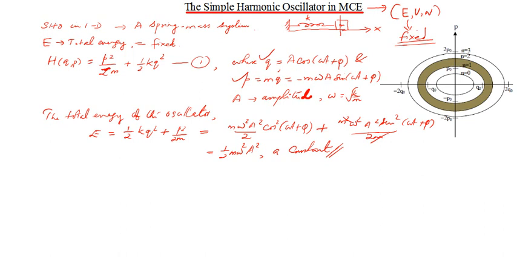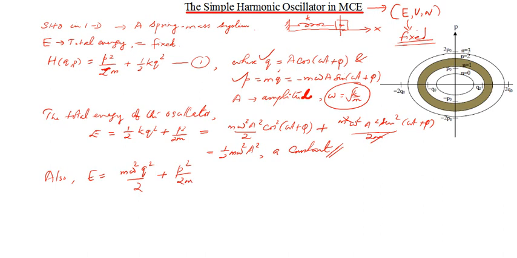Now you know that this is the energy, which can be rewritten by substituting for k from this equation, omega equal to root of k by m, so k will be equal to m omega square. Substituting k equal to m omega square in the energy expression, E will become m omega square q square by 2, plus p square by 2m.